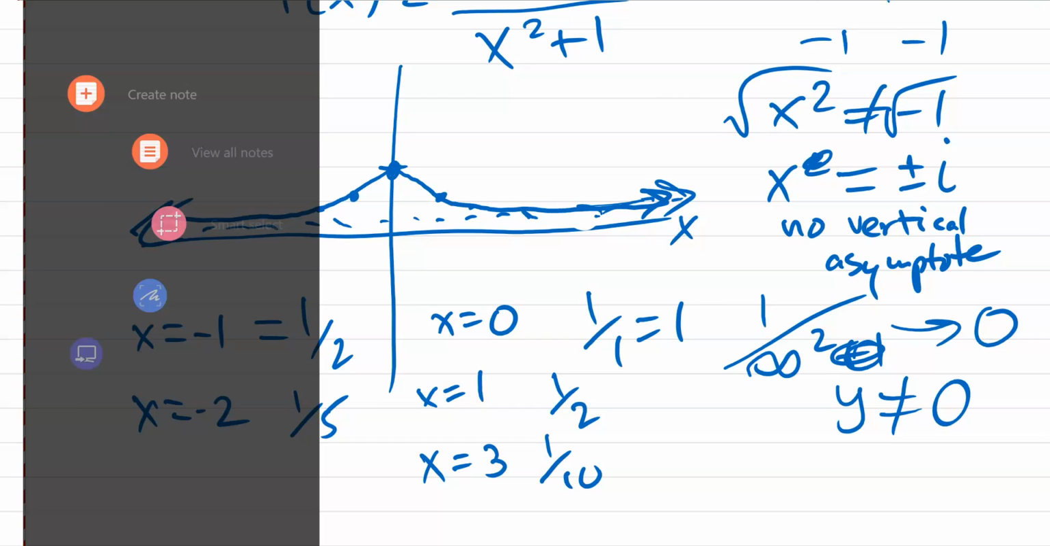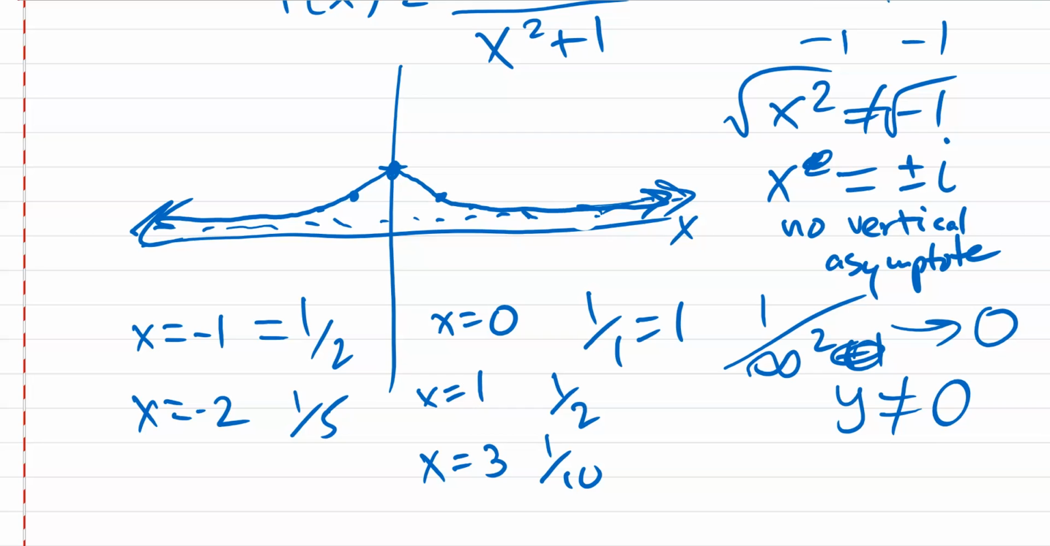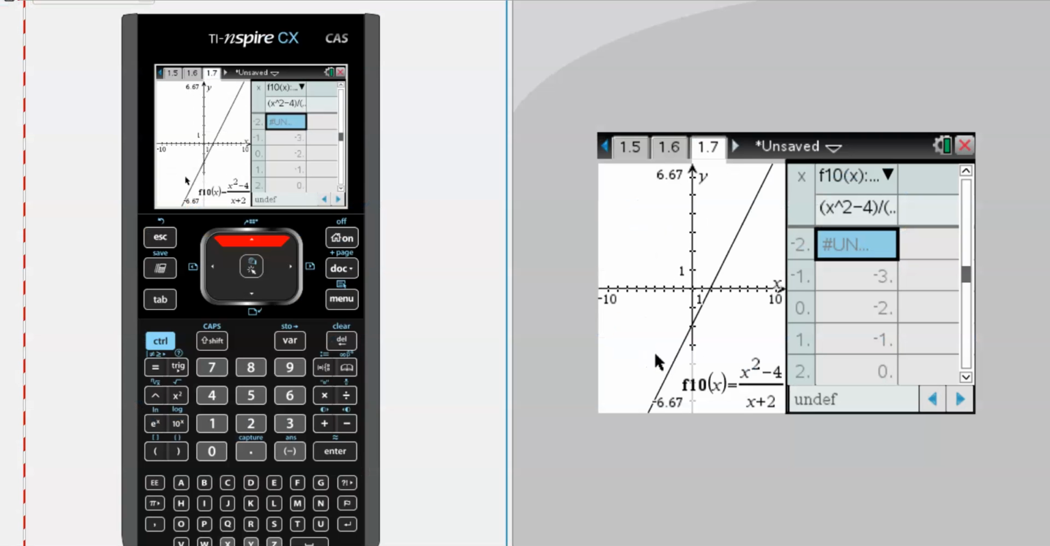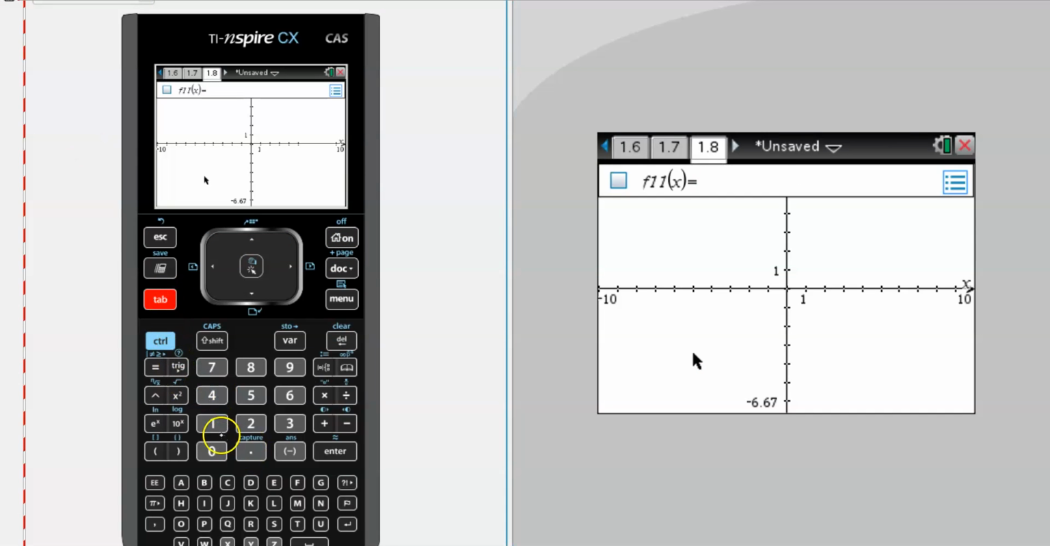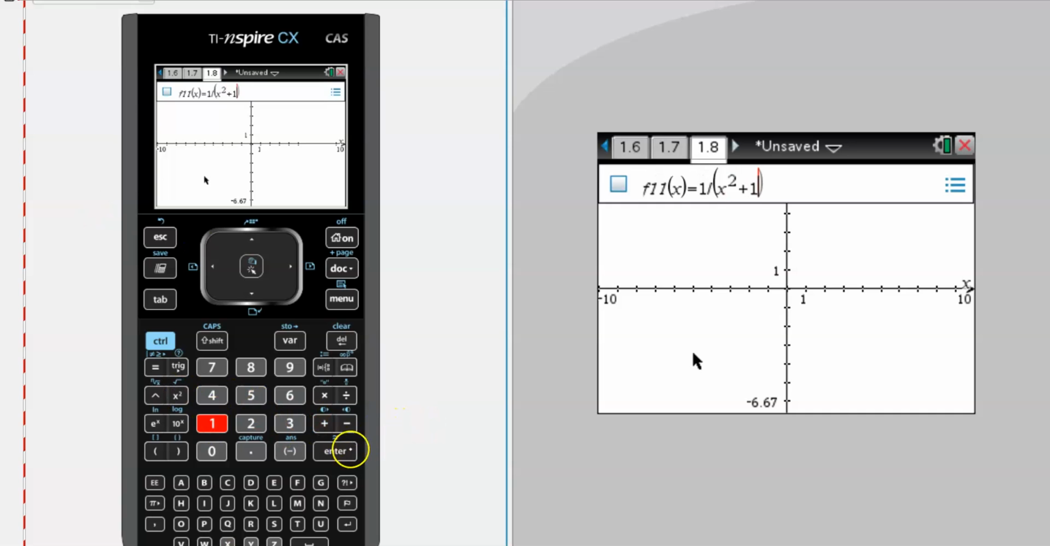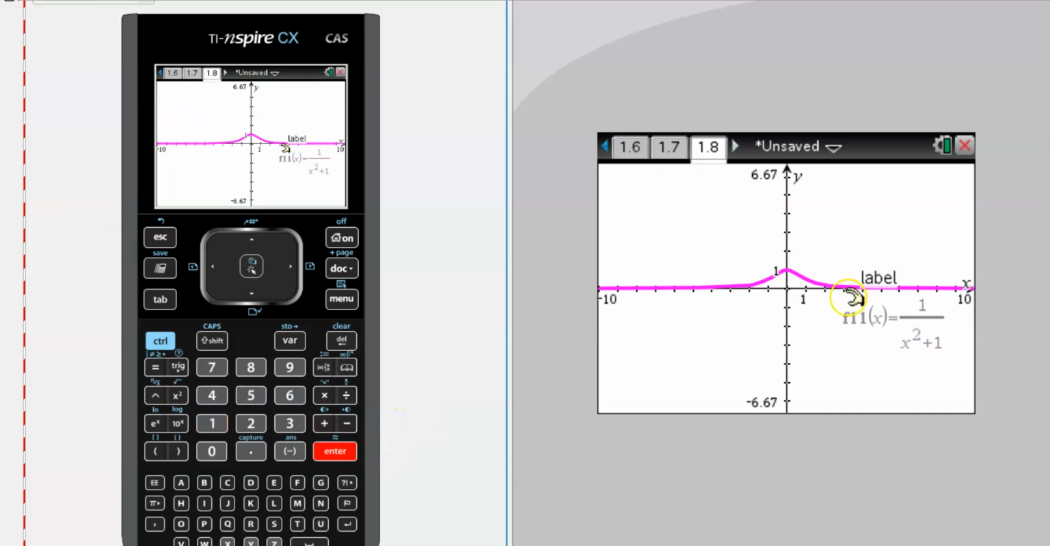So again, this is not one I'm going to be expecting you to just recognize. This is one we will be using our technology to do. So 1 over x squared plus 1. And it just comes up like a little bloop, just like a little hill right there.